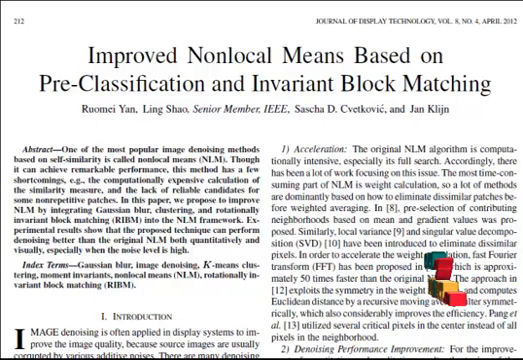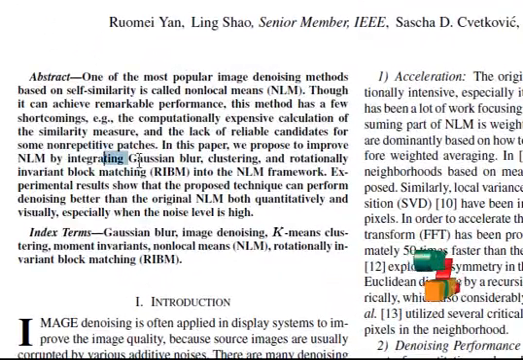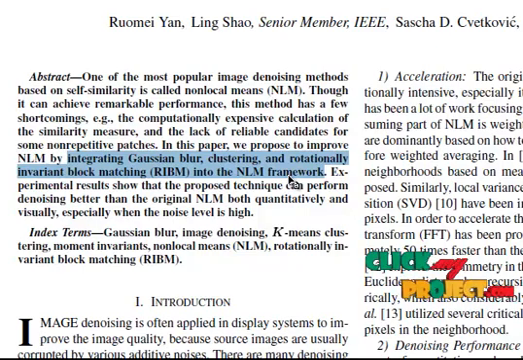This gives more reliable clustering results due to the invariant under-noise characteristics of Hu moment invariance. On this basis, RIBM, rotation invariant block matching, provides the rotation invariant weight calculation within each cluster. In this paper, we propose to improve NLM by integrating Gaussian blur clustering and rotationally invariant block matching into the NLM framework. Let's discuss the data flow diagram.